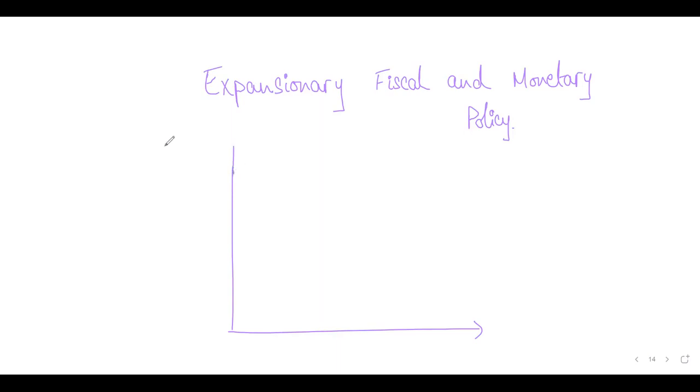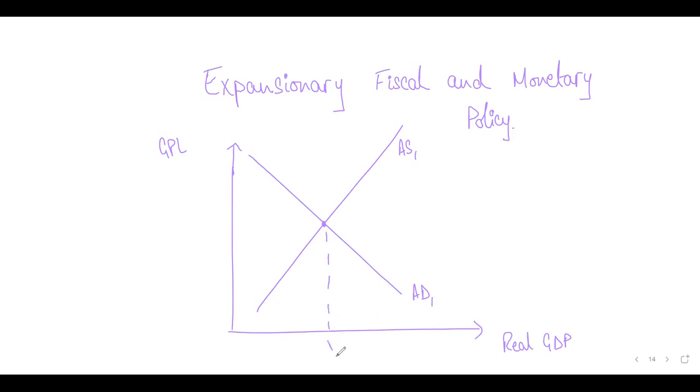Okay, so on the y-axis, you have general price level. On the x-axis, you have real GDP, right? And then downward sloping is your aggregate demand, upward sloping is your aggregate supply, right? Okay, now initially, the GDP of a country was at this level, right? Easy, simple, any confusion?